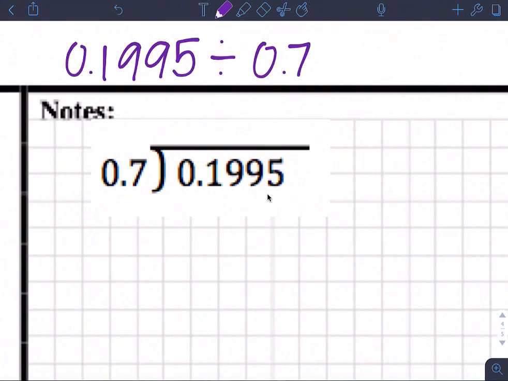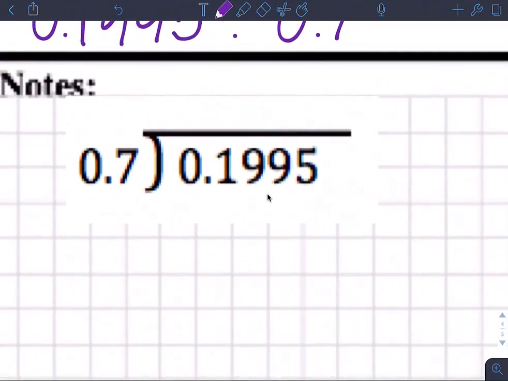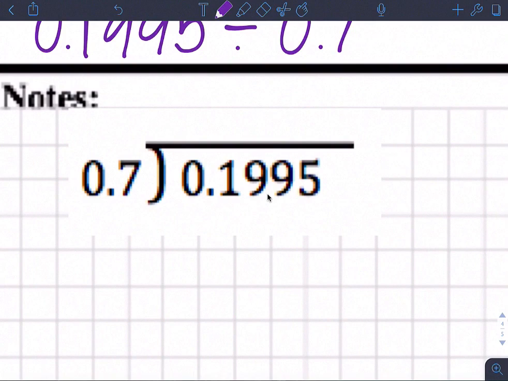Notice that the first number goes on the inside, second number on the outside. Now, the first thing that we need to do is check the number that's on the outside. Is it a whole number? If not, we're going to move it until it is. So that 0.7 becomes a 7.